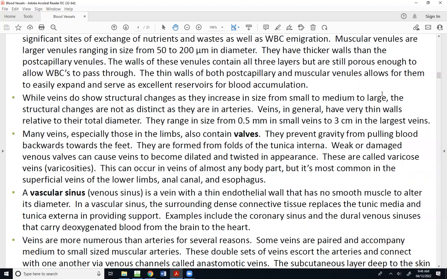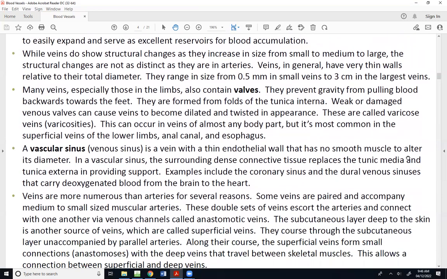They are called muscular venules because they have a thicker wall made up of a significant amount of muscle. The walls also contain all three layers, but are still porous enough to allow white blood cells to pass through them. But the thin walls of both of these venules allow them to easily expand and serve as excellent reservoirs for blood accumulation.